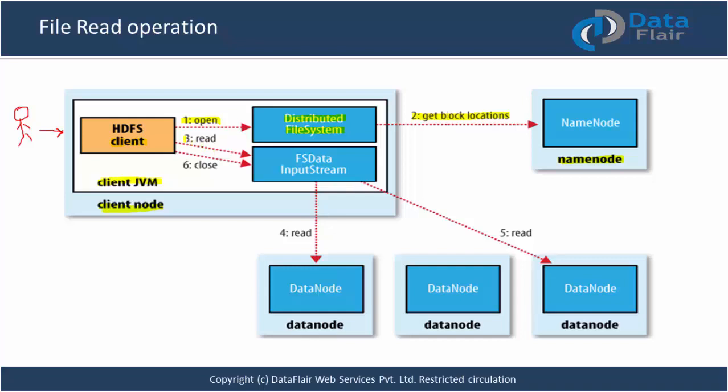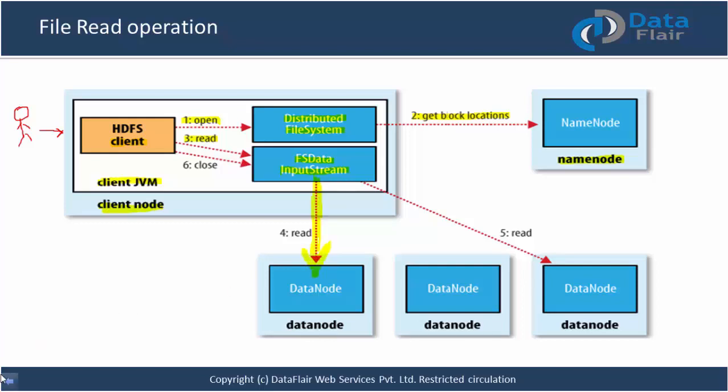Now my client will send the read request to an input stream. This is the standard Java API. Here we have FSDataInputStream, specific to Hadoop. InputStream, we are aware, is used for reading purposes. So FSDataInputStream will start directly reading the data from the data nodes.